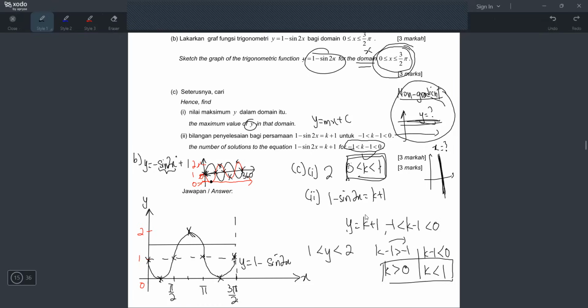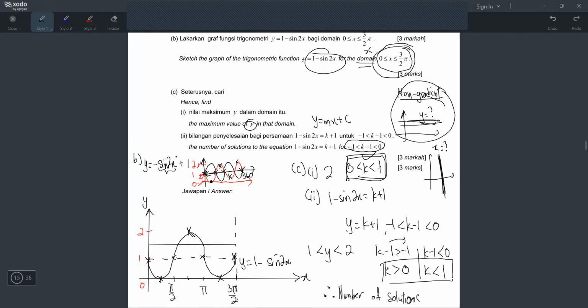Because all my k value, when I put here, I will plus 1. So 0 plus 1 is 1, 1 plus 1 is 2. So my y will definitely be here. And any line I draw here, it will give me two solutions. So I will write: number of solutions is 2. Okay, so this is how you do it.